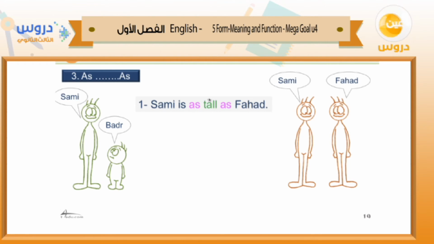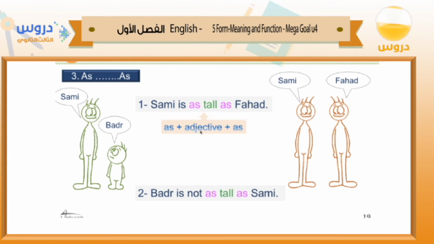Sami is as tall as Fahad. As plus adjective plus as. This is used in the case of equality, okay? What about if they are different? We can say that Sami is taller or Badr is shorter, but we can also use as, but how? Badr is not as tall as Sami. We have to use not. Is that clear? So we add as plus adjective plus as for equality, and not as plus adjective plus as for non-equality, okay?